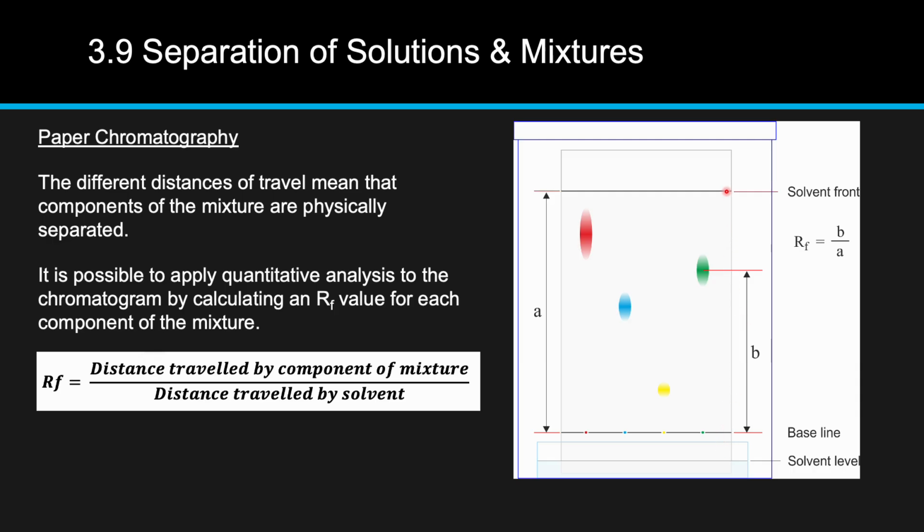And then in the numerator, we would have our distance traveled by the component. So let's say we're talking about this green dye. We would use the distance from the baseline to the center of our dye, in this case the green one, which would be a value of B. So in order to get our RF value, we would take B and divide it by A.